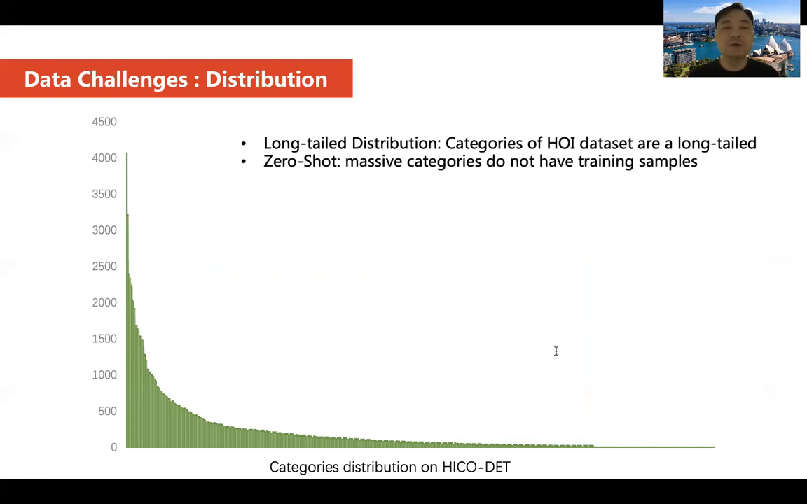Meanwhile, we also need to address the zero-shot challenge for HOI detection. Nonetheless, HOI has obvious compositionality. We thus propose a series of works to address the long-tailed, few-shot, and zero-shot issues via compositional learning.